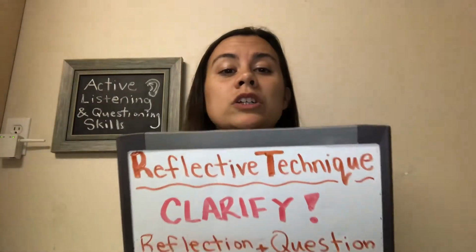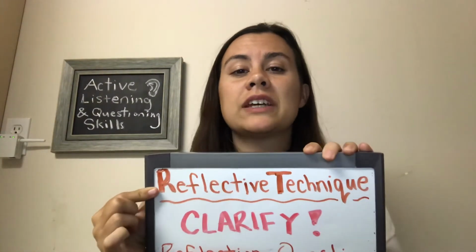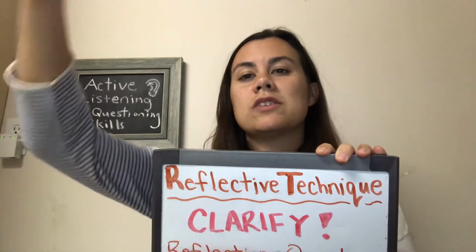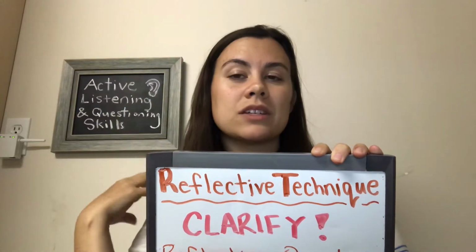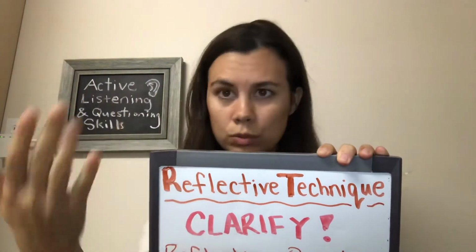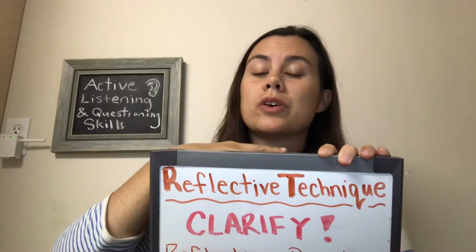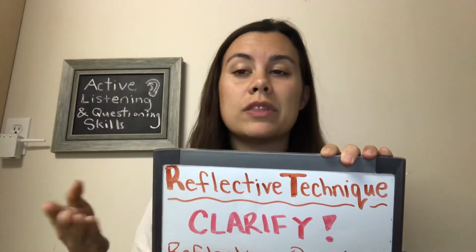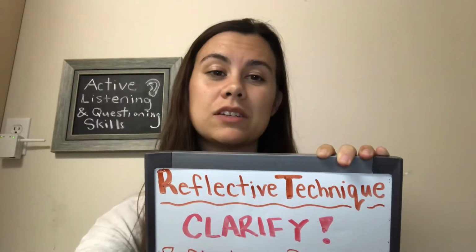Welcome back to the second part of Module 7 series on active listening and questioning skills. This time we're looking into the second active listening component called the reflective technique, which is basically clarifying yourself. So this just involves reflecting back to the speaker what it is you think they mean, but also a very important part is clarification of the meaning of what has been said.